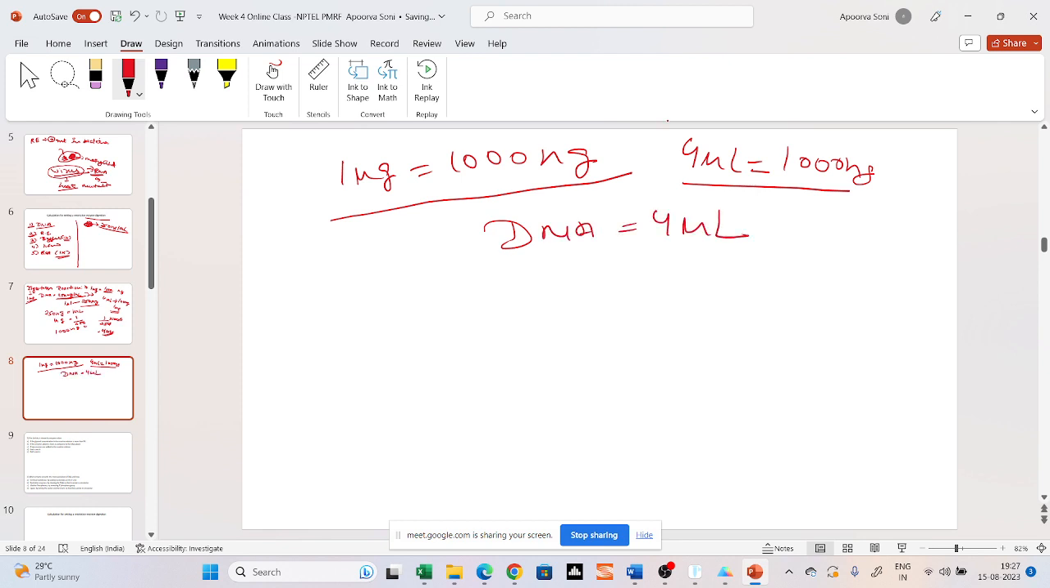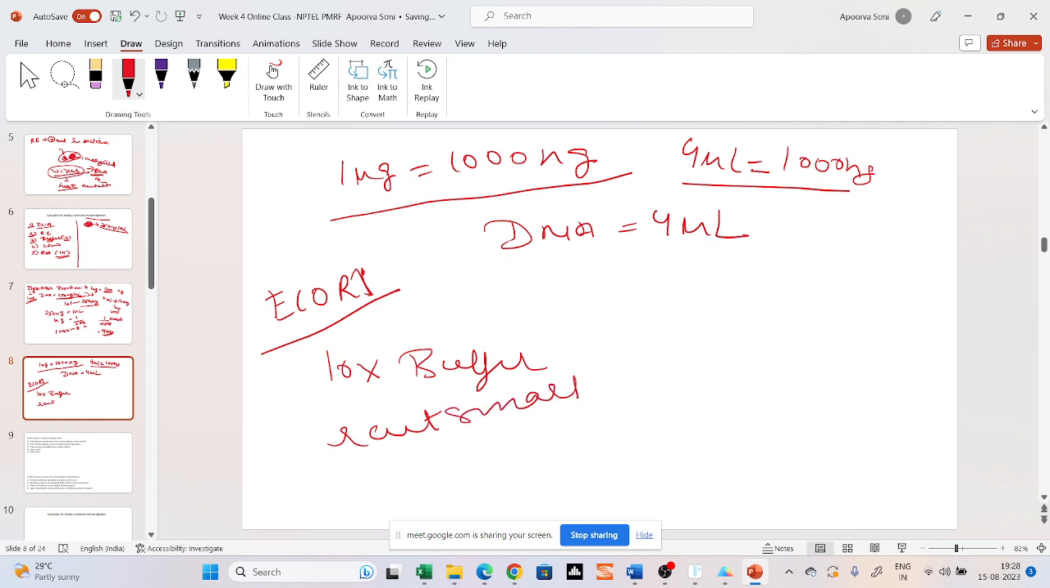Okay, now I have to add buffers. Which buffer I have to use depends on which restriction enzyme I am using. So I am using my restriction enzyme EcoR1, a very basic restriction enzyme. Now what buffer I need? So we have to check. There are many kinds of buffers, like 10x buffer and rCutSmart buffers. These are basically the names of the buffers that are available.